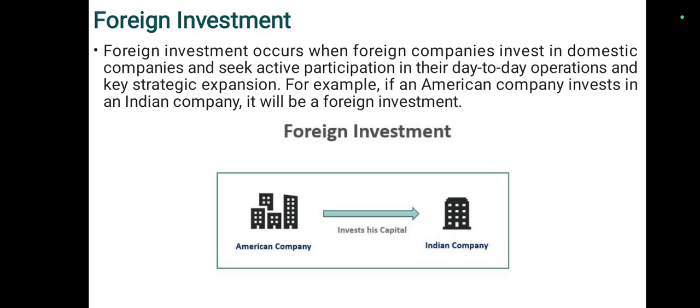For example, if an American company invests in an Indian company, it will be a foreign investment. You can see here in the example also, an American company invests its capital in an Indian company. The investment might be in a manufacturing unit, or in capital, or purchasing land and buildings, or all the factors of production that they can own. It is called foreign investment.